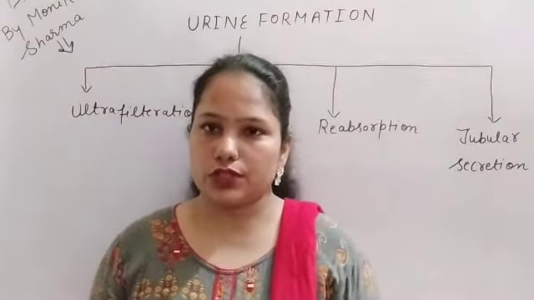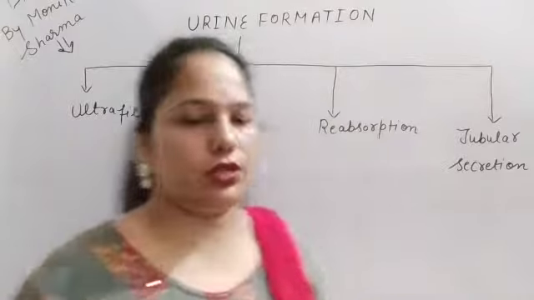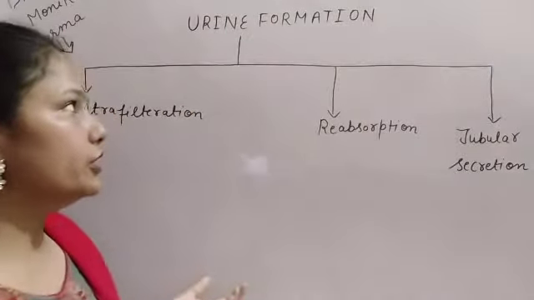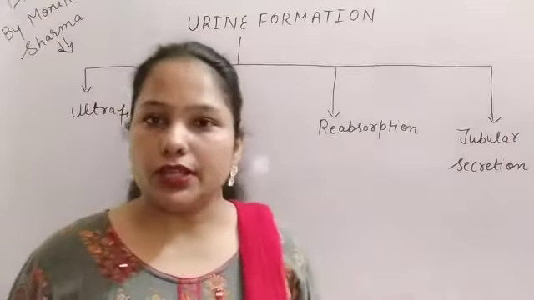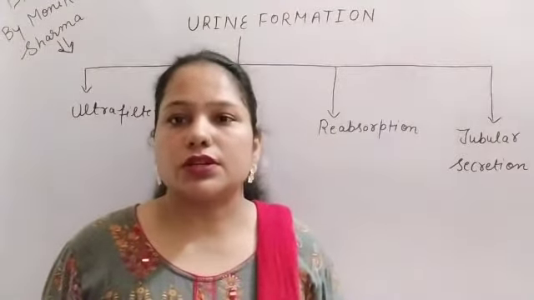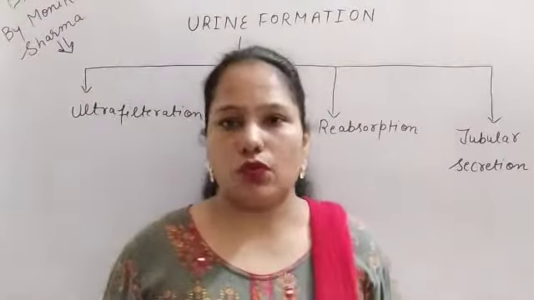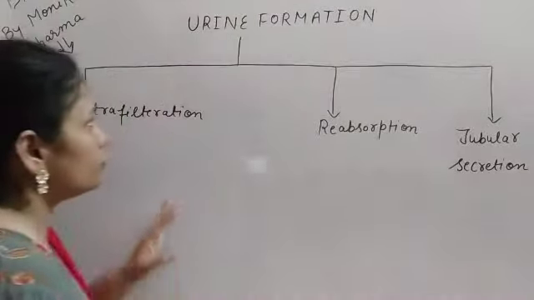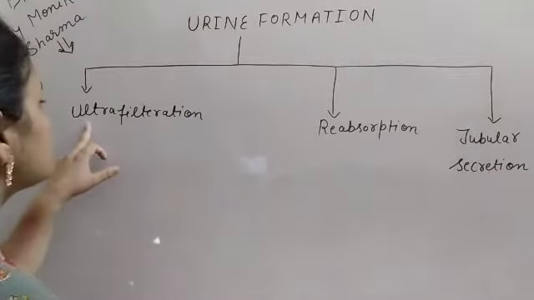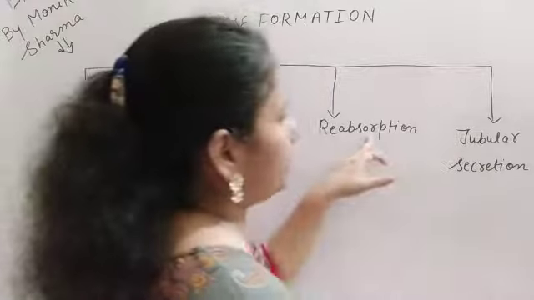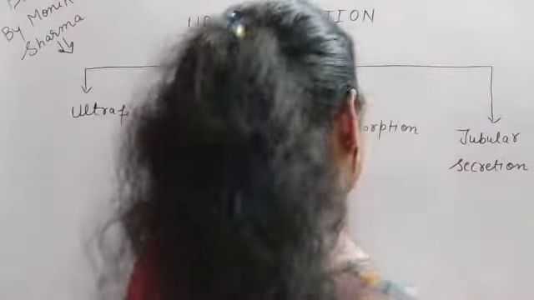Today we are going to discuss the topic urine formation. Urine formation takes place inside the kidney, in the nephron, because the structural and functional unit of the kidney is known as the nephron. There are three steps of urine formation. First is ultrafiltration, second is reabsorption, and third is tubular secretion.